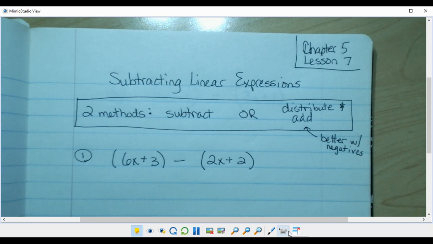All right, my friends, the time has come. We are going to subtract linear expressions. So cool. Now, there's nothing hard about this. You're literally adding and subtracting numbers. But there are a couple things you need to be aware of so that you don't get tripped up.